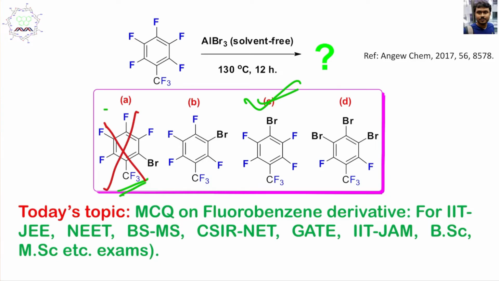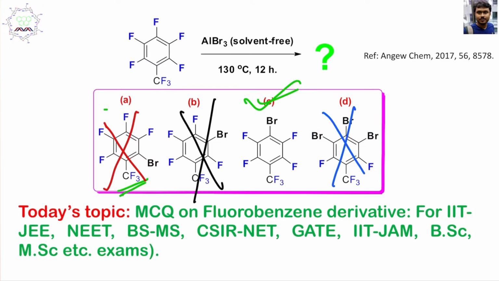Now here, in this case, this is a meta substitution. I have told you that this meta fluoro is not as electron rich compared to the para, that's why para will prefer to donate its electron density to the aluminum center. So in this case we can conclude that option B is not possible, nor option D. In this case multiple substitution happens, which is not possible.